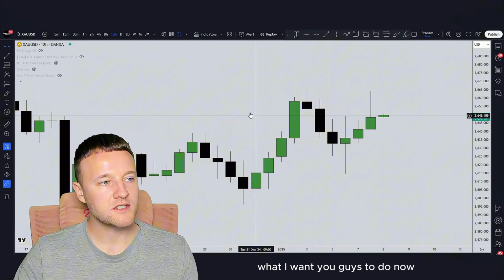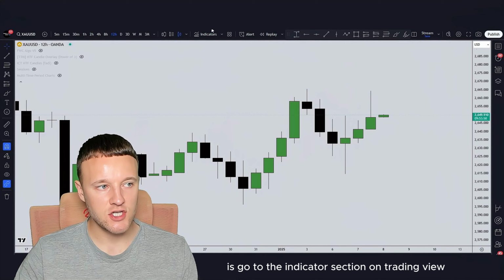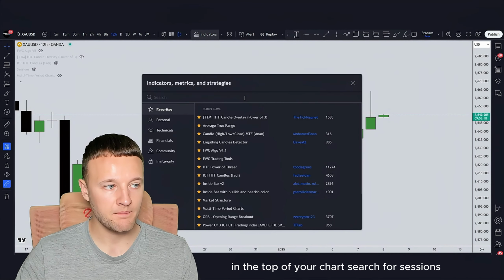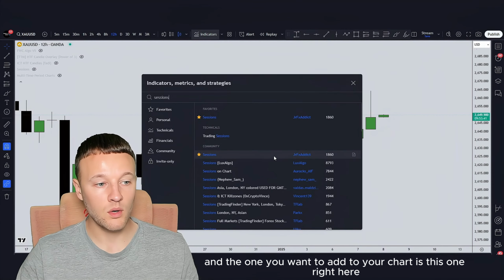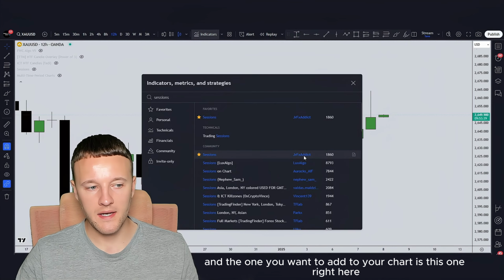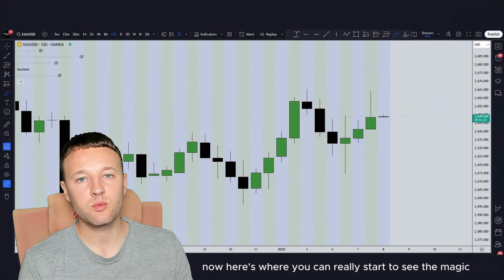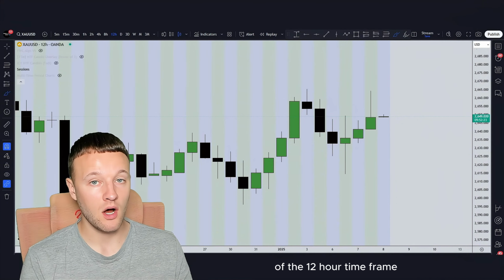What I want you guys to do now is go to the indicators section on TradingView at the top of your chart, search for sessions, and the one you want to add to your chart is this one right here by JR Effects Addict. Now here's where you can really start to see the magic of the 12-hour time frame.